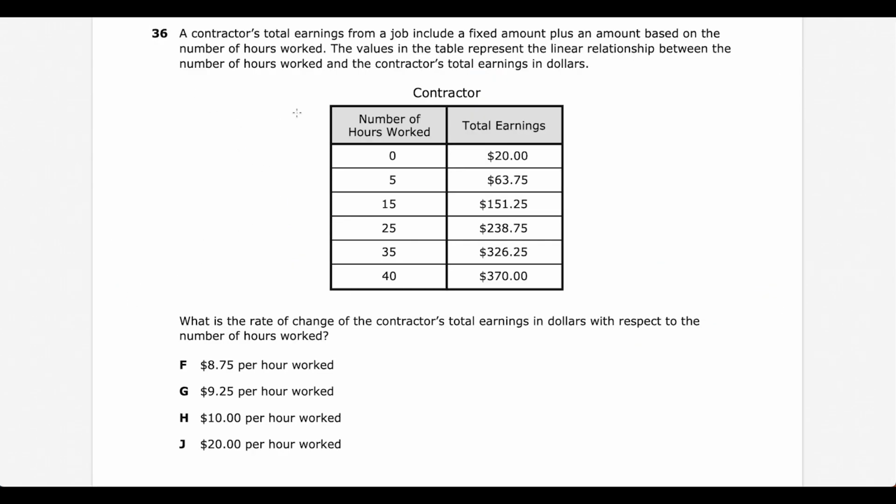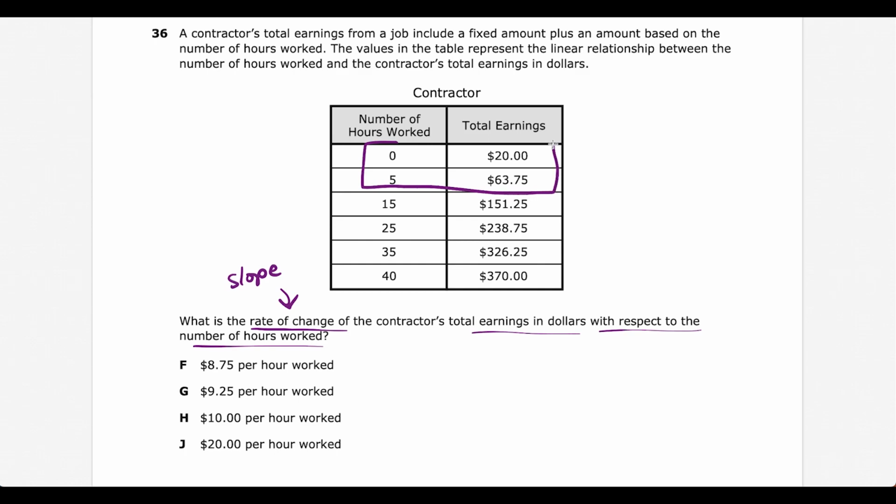So question 36, we have a contractor's total earnings from a job, including the fixed amount, plus the amount based on the number of hours worked. So here it is here. And we want to know, what is the rate of change of the contractor's total earnings in dollars with respect to the number of hours worked? So rate of change is really just a fancy word in algebra for slope. All right, the slope of a line does not change. And we also call the slope the rate of change of the line. So when you're finding the slope of a line, the slope stays the same.